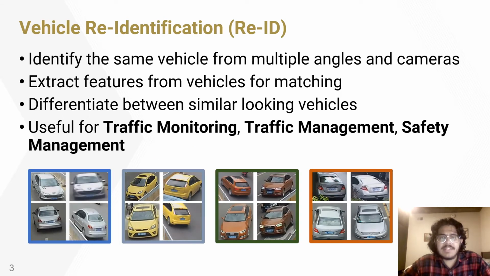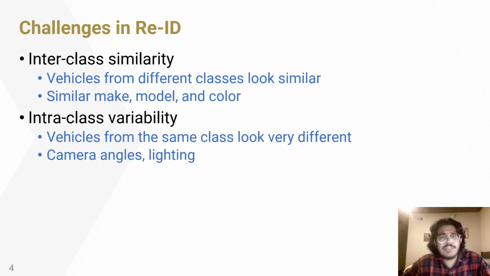Vehicle ReID is the task of identifying and tracking the same vehicle from multiple cameras. Associated with this are a few subtasks. We need to be able to identify a vehicle from multiple angles and camera resolutions. We also need to differentiate between similar looking vehicles. Here, for example, we see 4 vehicle identities that need to be tracked across cameras that capture different parts of the vehicle. These challenges are defined as the intra-class similarity problem and the intra-class variability problem.